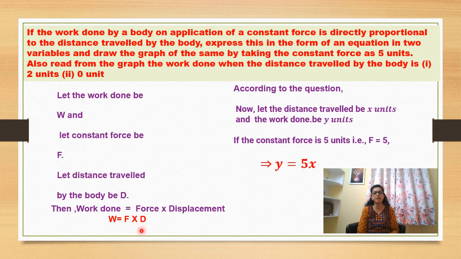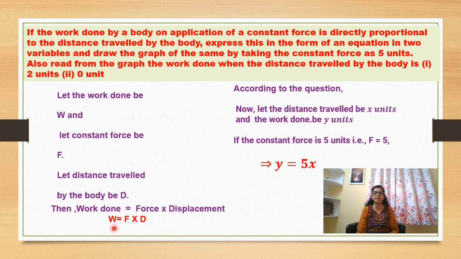Another thing is work is directly proportional. See here it is given: the work done by a body on a constant force is directly proportional to the distance traveled. The more the distance traveled, it means the more work has been done. It means the more force has been applied. So these are all the scientific part of this question.